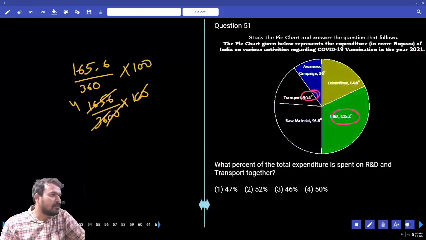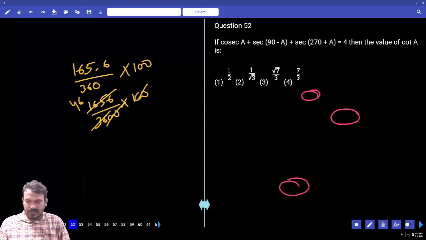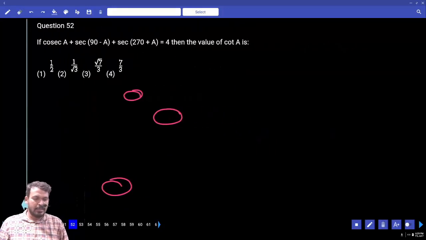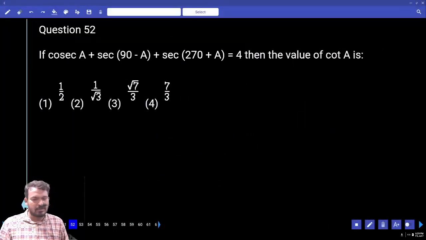What is the remaining? 216 means 6 times. What is the answer? 46%. Next, 52. Cosecant A plus secant of 90 minus A plus secant of 270 plus A equals 4.